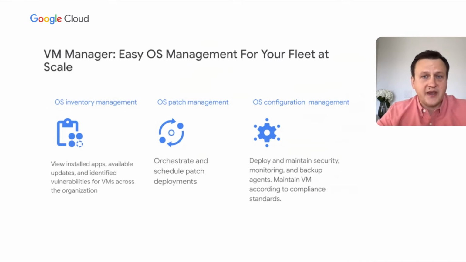VM Manager has three key components. The first one, OS Inventory, provides you visibility on what is running inside of your VMs: OS details, installed and available updates, OS vulnerabilities, and applications. OS Patch orchestrates OS updates at scale, for 100 VMs at a time. The third component, OS configuration management, keeps the OS in a desired state. For example, make sure that all VMs have security agents installed and running across the fleet. It is going to report all non-compliant instances and optionally fix the configuration drift.